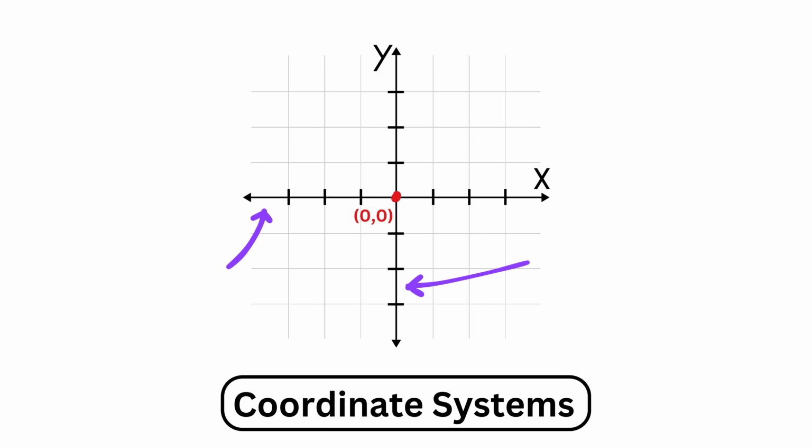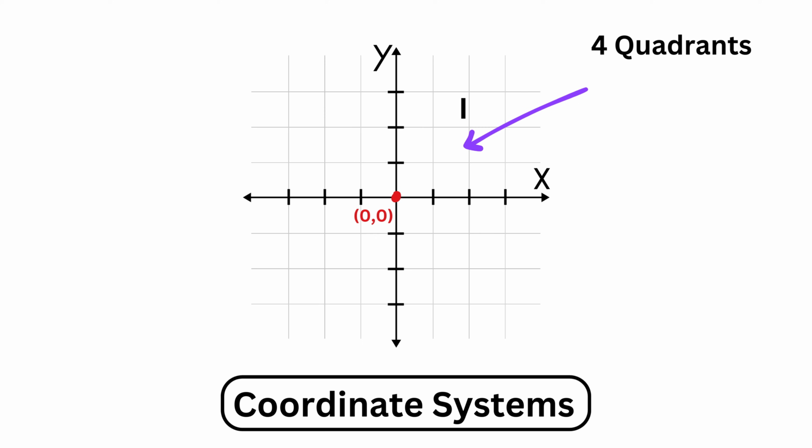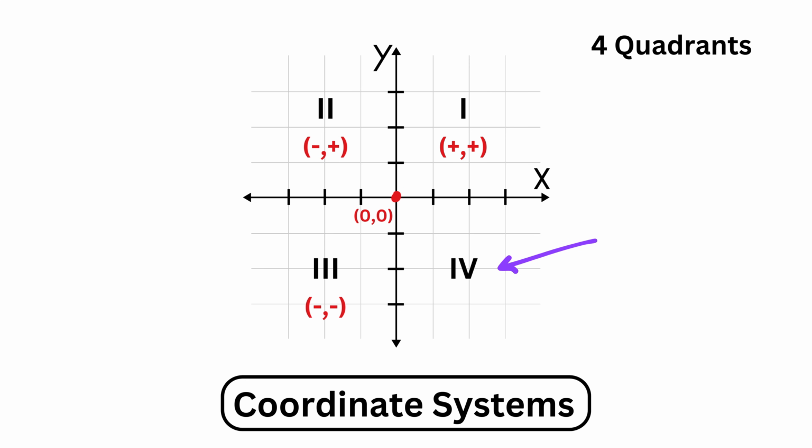Now, these two lines divide the space into 4 quadrants, or 4 regions, each with different signs for x and y. The first quadrant, located at the top right, has both x and y as positive numbers. The second quadrant, at the top left, has x as negative and y as positive. The third quadrant, at the bottom left, has both x and y as negative numbers. Finally, the fourth quadrant, at the bottom right, yes, you guessed it right, has x as positive and y as negative.